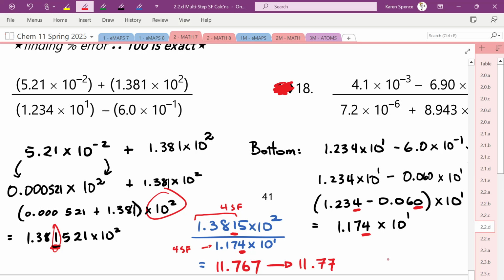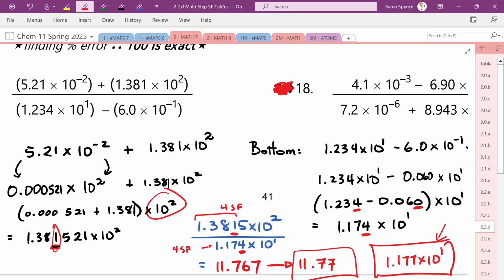1.177 times 10 to the 1 is just times 10, so it's 11.77. Same answer. If you wrote it either way, it would be fine. It's correct either way. It's a little bit weird to write it this way just because 11.77 is a lovely normal number. It doesn't have zeros all the way over here or all the way over there. It's just a nice normal number. But that being said, this is fine also.